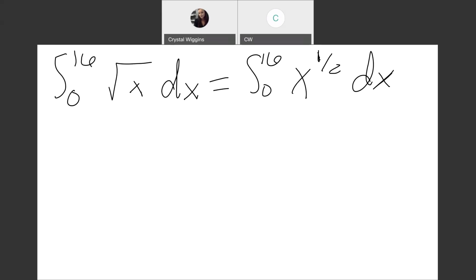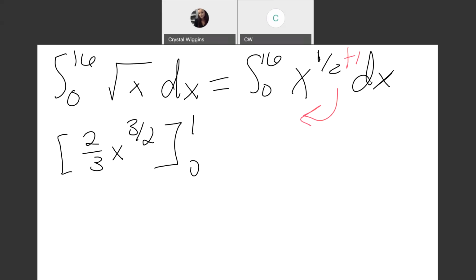Now that we're in exponential form, we can add 1 and divide to get our antiderivative. So when we add 1 to 1/2, we get 3/2. When we divide by 3/2, we do the reciprocal. So we have 2/3 x to the 3/2 power. And this still needs to be evaluated from 0 to 16. No more integral symbol because I've already taken the antiderivative. No more dx because this is no longer a derivative of a function. This is the original function.